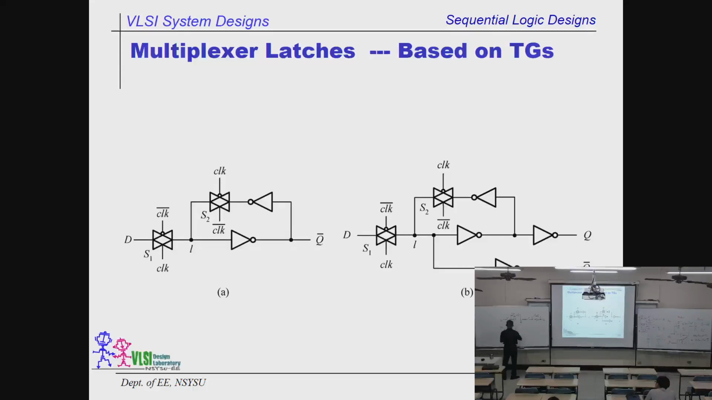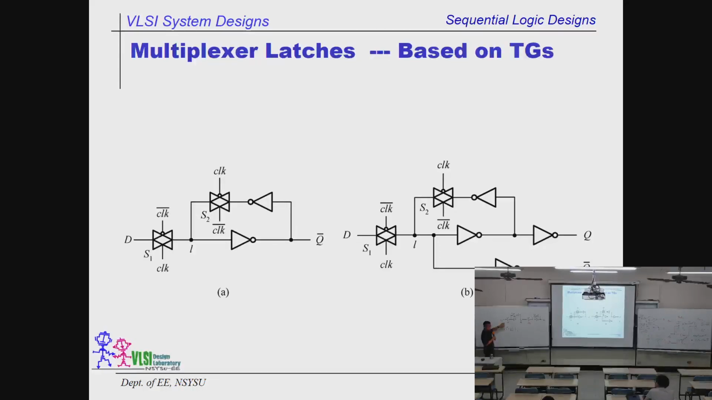This one is controlled by clock bar. And this one is controlled by clock. That they are the same phase. Okay, why do we do that?